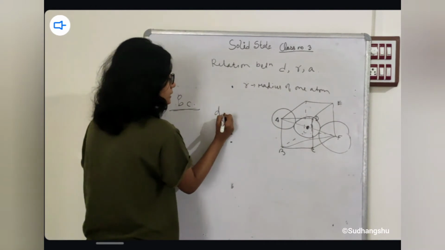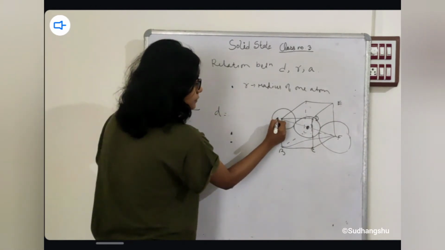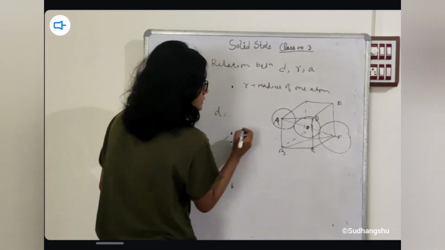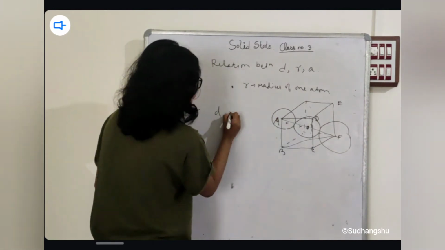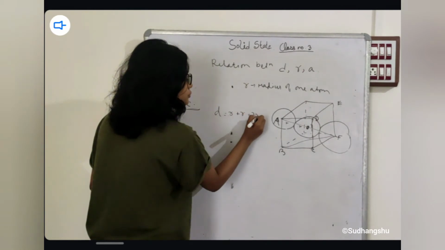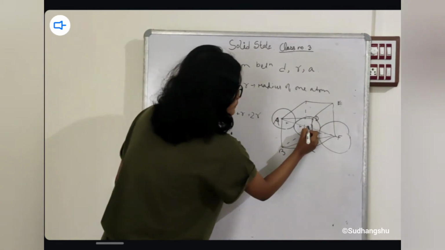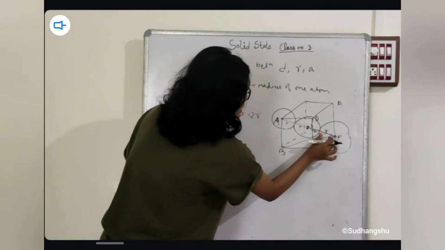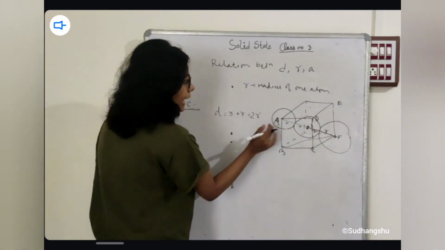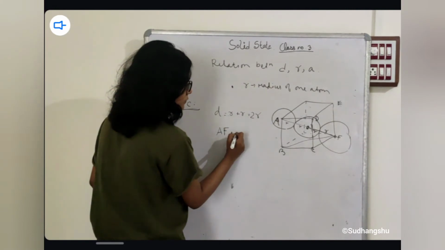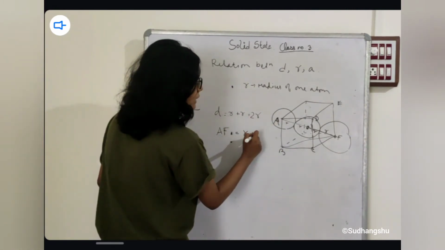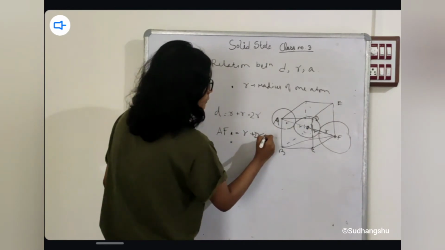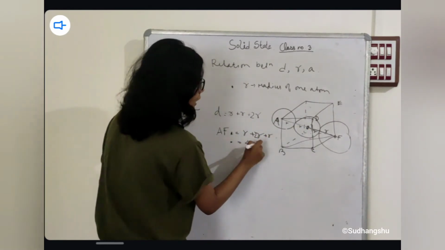So here also the distance between two neighbors is from the center of this atom to the center of this atom, which is nothing but r plus r, equal to twice r. Again from this point to this point is r, and for this atom also this is r. So AF will be r plus r, r plus r, or we can say twice r plus r plus r, which is equal to 4r.